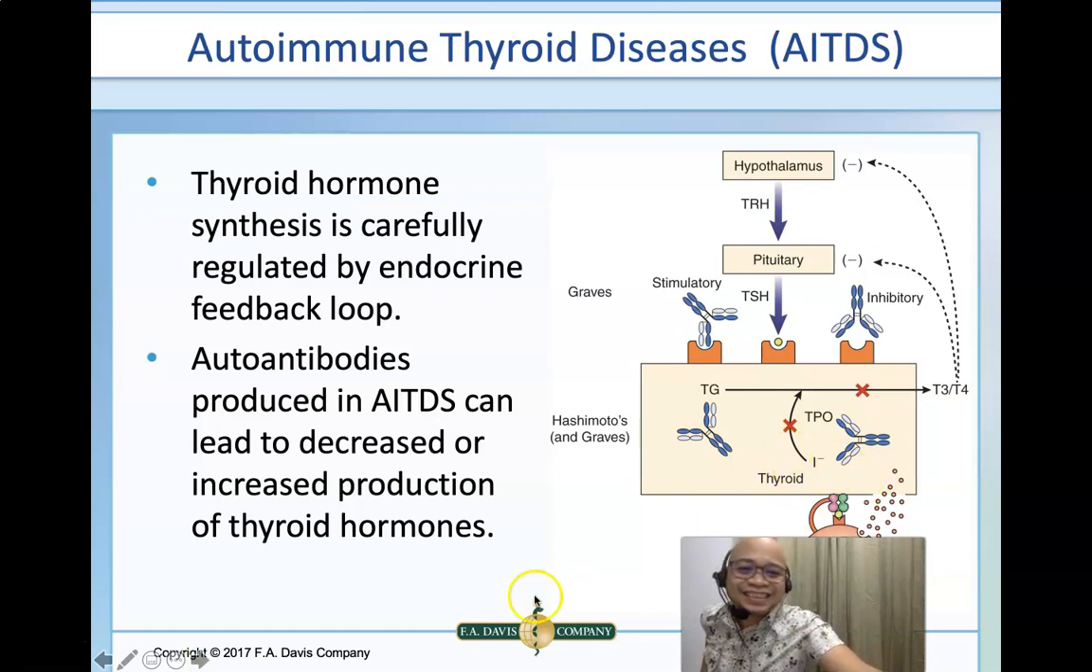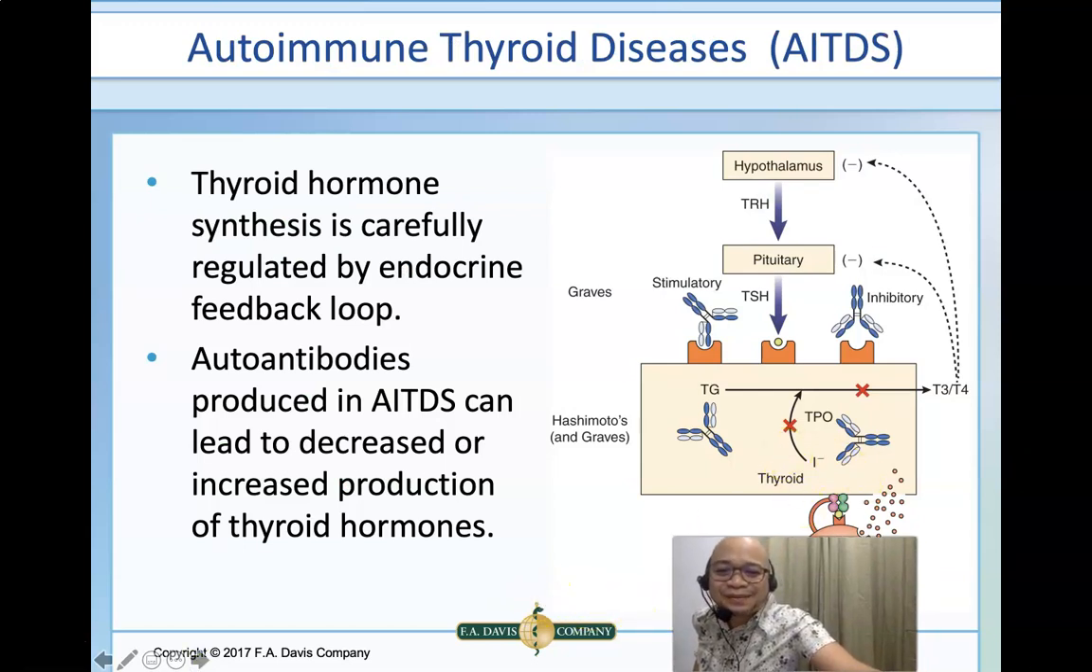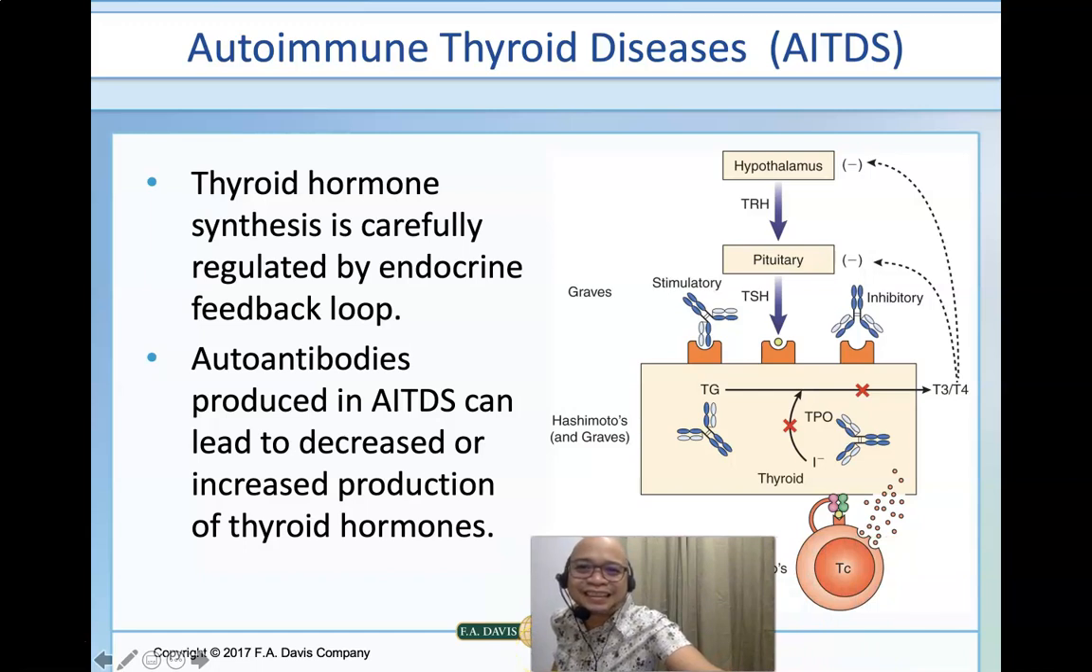Okay, so let's talk about this time autoimmune diseases directed against the thyroid. We call them the autoimmune thyroid diseases. So let's talk first about the synthesis of the thyroid hormone. Thyroid hormone synthesis is carefully regulated by an endocrine feedback loop.